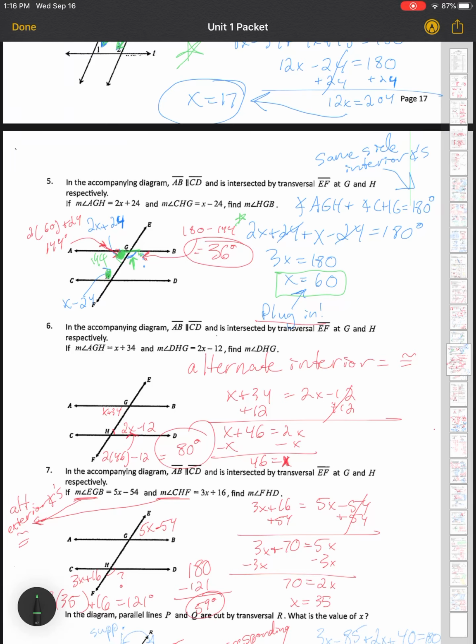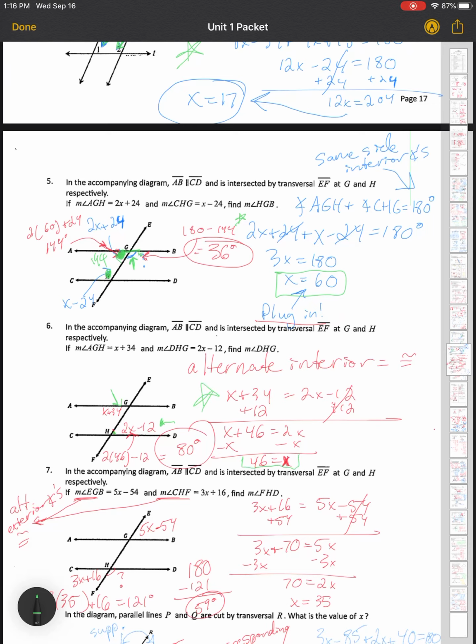For number 6, AGH is x plus 34, and DHG is 2x minus 12. We have to look for angle DHG, which is here. All we have to do is set them equal to each other. They're alternate interior angles, so they are congruent. You see the work here.